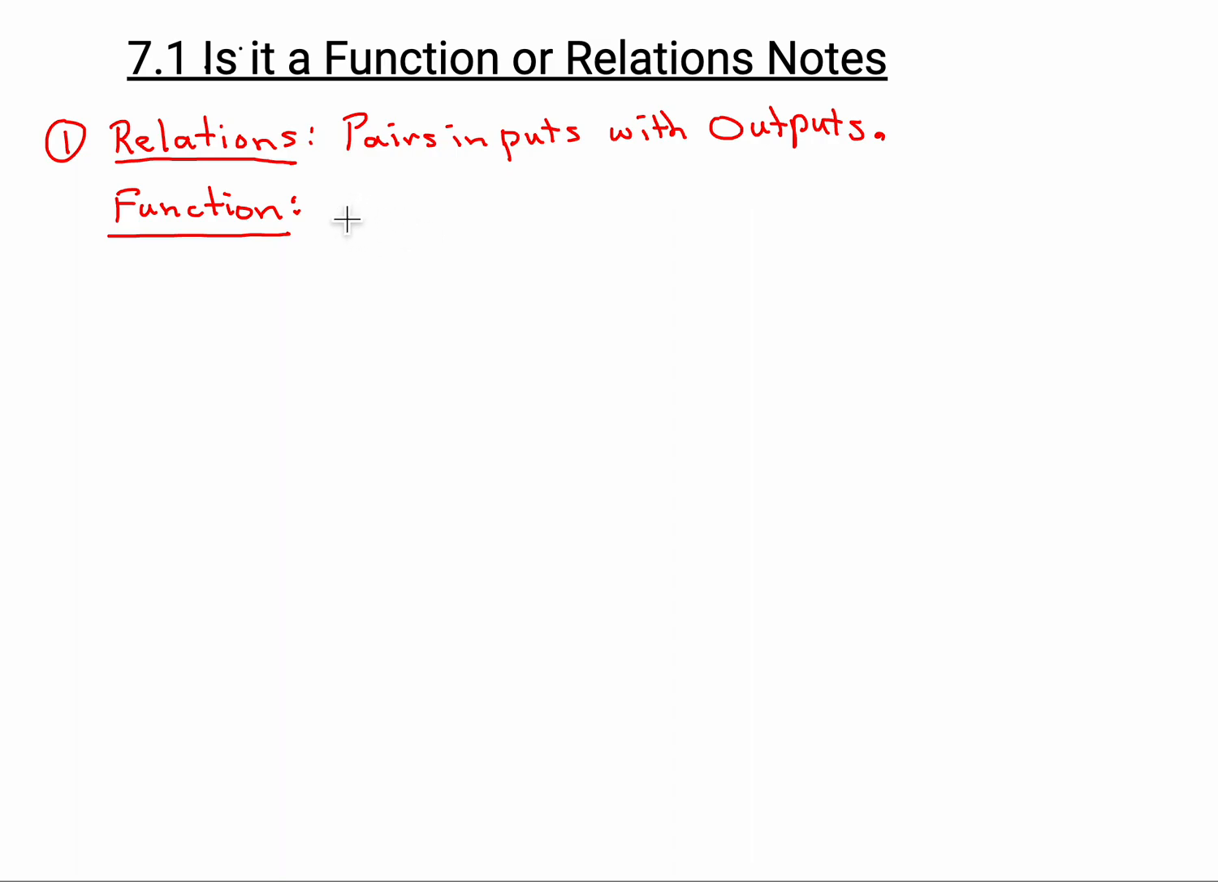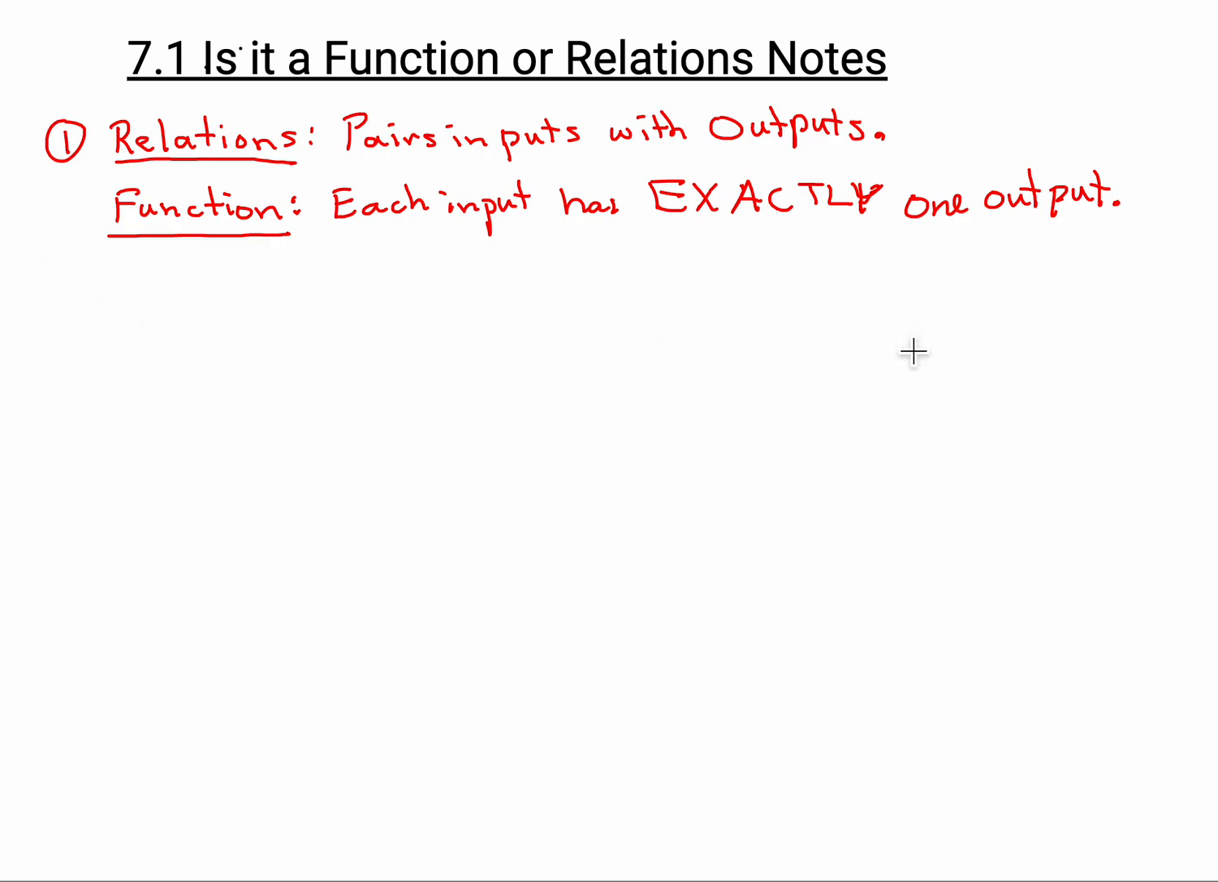Functions, the definition is very specific. It says each input has exactly one output. And that's very important. Now, to me, this gets really confusing. So, to start off with, think about this.